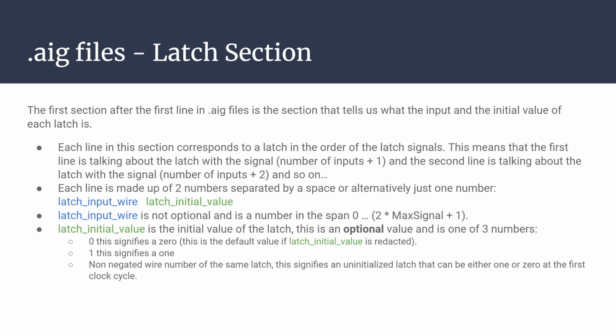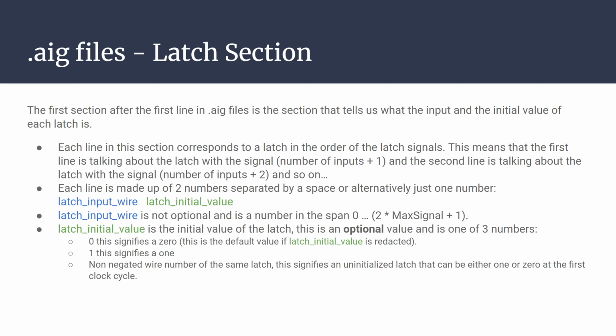Now, AIG files, latch section. The first section that we start with is a latch section. It's basically a section that is made out of a number of lines equal to the number of latches, and it tells you what is the input wire of each latch and what is the initial value.